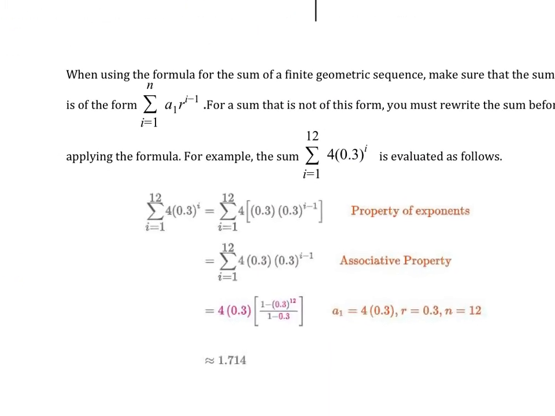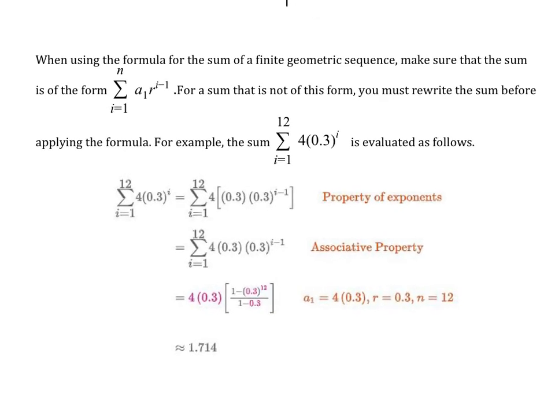Now it's important to note when using the formula for the sum of a finite geometric sequence, make sure that the sum is in this form. Notice that i has to start at 1, the ending term is n, and the exponent is i minus 1. For a sum that is not of this form, you have to rewrite it before applying the formula. For example, if you have i from 1 to 12 of 4 times 0.3 to the i, you have to change it a little because we need the exponent to be i minus 1. So you write 0.3 times 0.3 raised to the i minus 1.